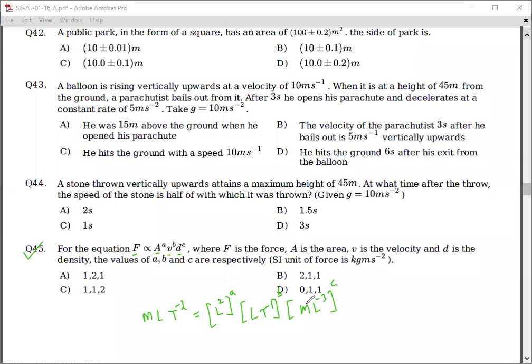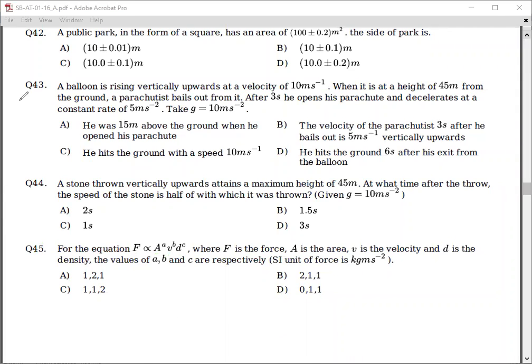Then we just have to equate. We will get three variables, three equations, and we will solve it. I guess all of you can do it.